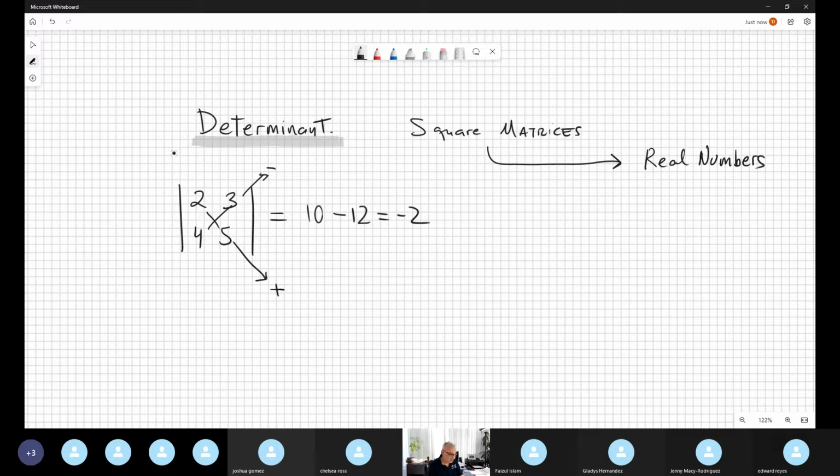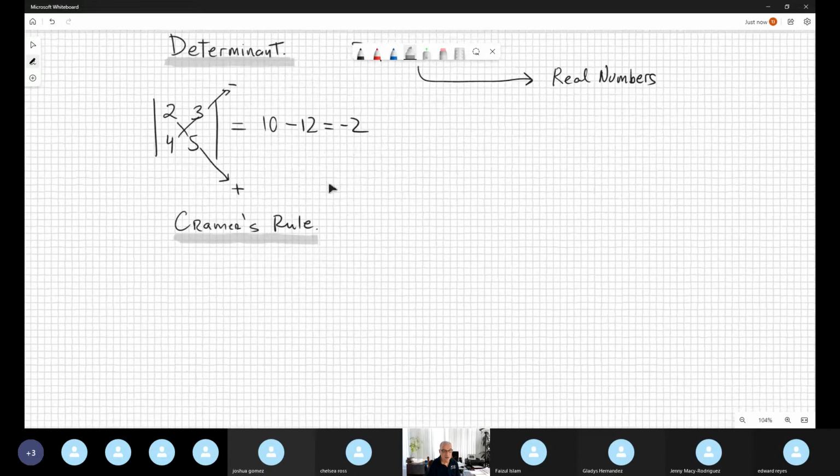The fantastic application of this is the famous Cramer's rule. Cramer's rule helps me solve a system of equations using determinants. What is the idea? I want to explain one example. Of course, this example we're solving in detail in the software because it's 3 by 3.